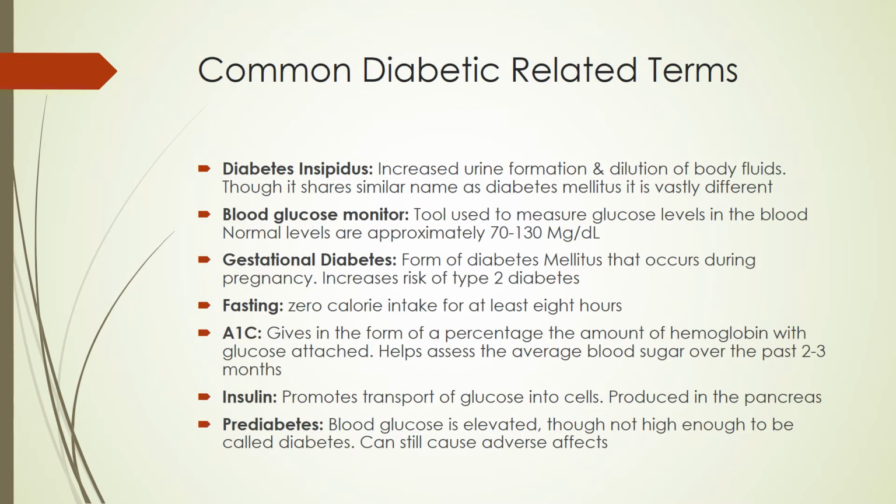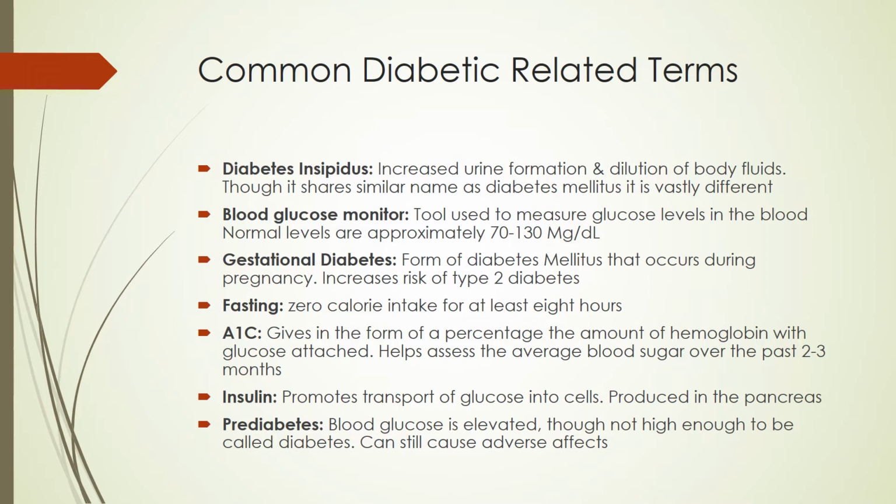I have included some common diabetic-related terms. Diabetes insipidus is an increased urine formation and dilution of body fluids. Though it shares a similar name as diabetes mellitus, it is vastly different. A blood glucose monitor is a tool to measure glucose levels in the blood. Normal levels are approximately 70 to 130 milligrams per deciliter.